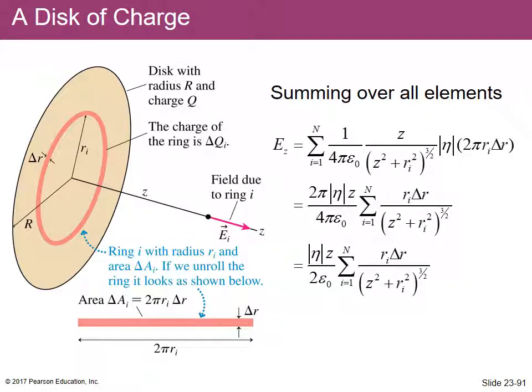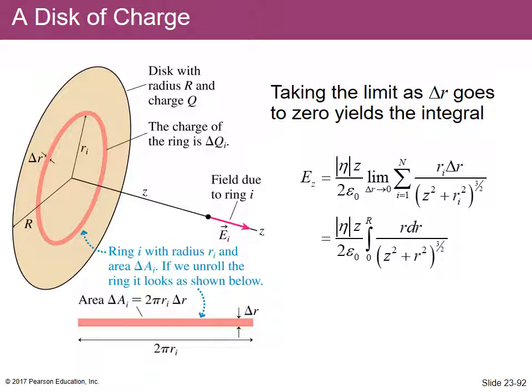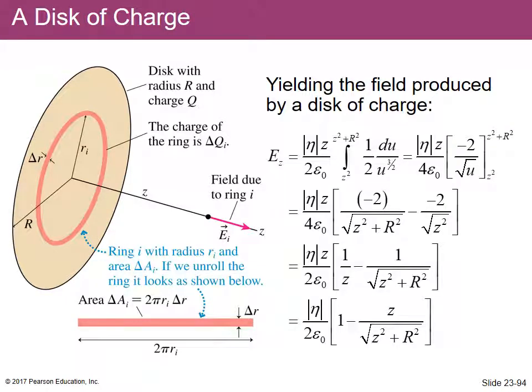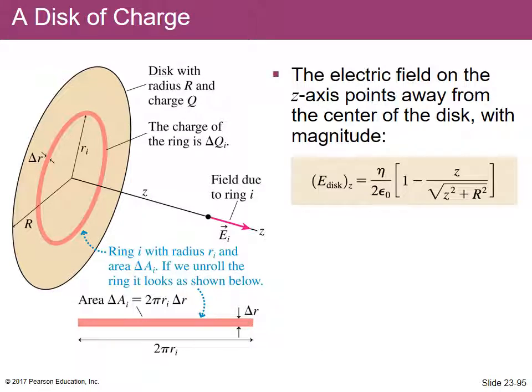Summing over all elements, and then taking the limit as delta r goes to 0 yields the integral, which is solved by substitution. This yields the field produced by a disk of charge. The electric field on the z-axis points away from the center of the disk with magnitude shown.